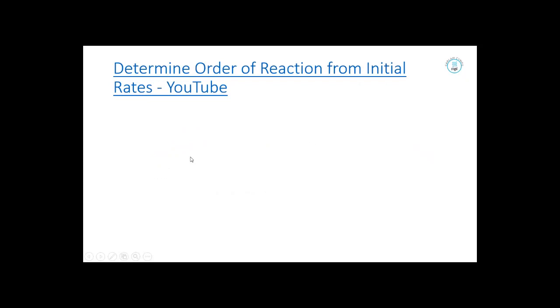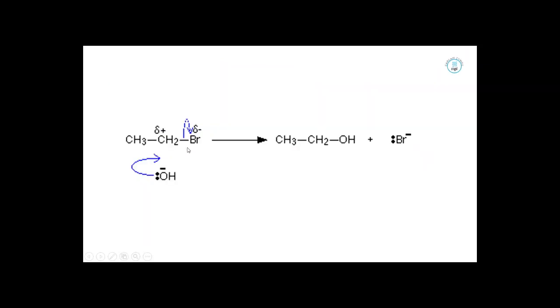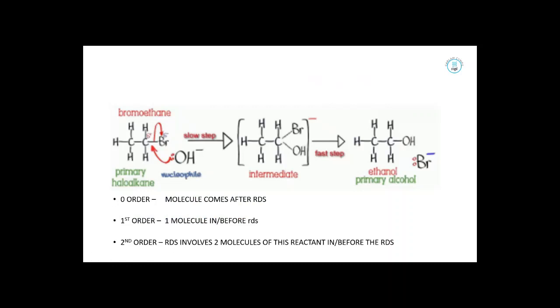If we go back, are those molecules in or before the rate determining step? Yes, they are. They're both before the rate determining step, so I'd expect to see them have an order. Both of these should have orders, and both of them should appear in the rate equation. So that should be our rate equation there.